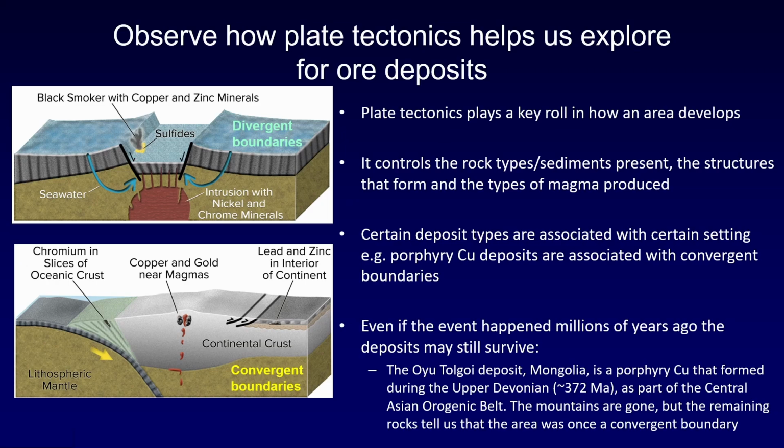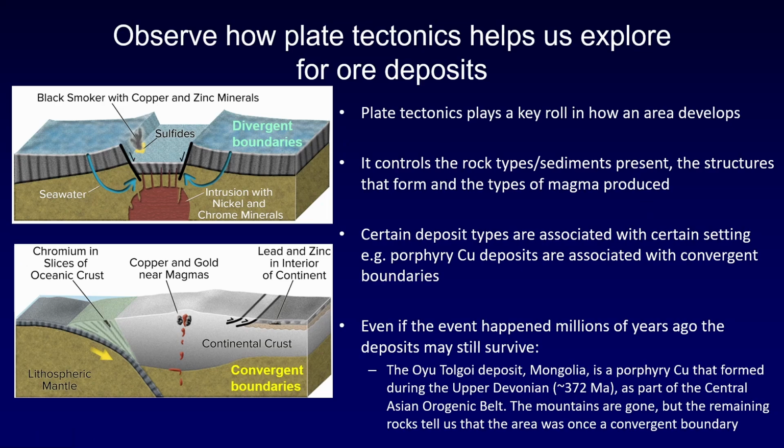So one of the things we're going to look for is the correct type of tectonic regime for the mineral deposit that we are looking for. So your plate tectonic setting is going to control things like rock types, sediment present, the structures that form, and the types of magma produced. So they're going to have a very big influence on whether you will find the type of mineral deposit you are looking for.